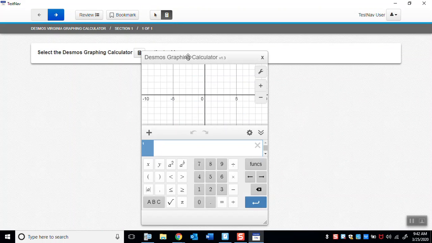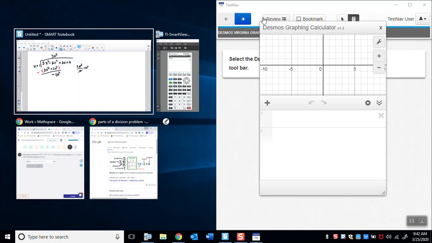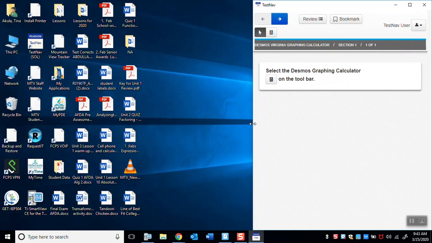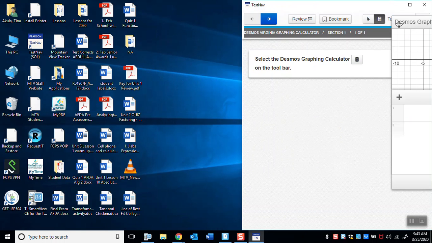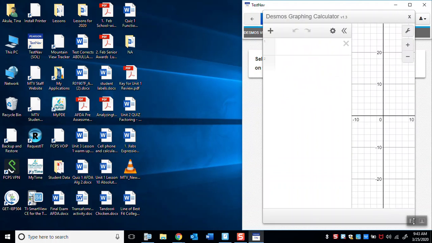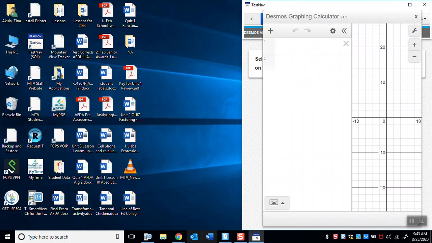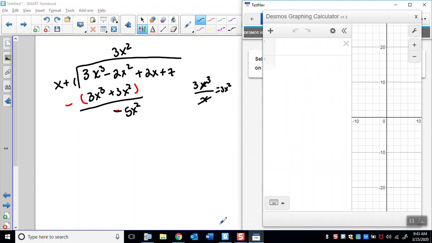What I like about it here is that you can adjust the screen a little bit. Where'd it go? There it is. And then just keep using this, okay? I'm going to make it bigger. All right, so I have my calculator there. I'm going to keep working.